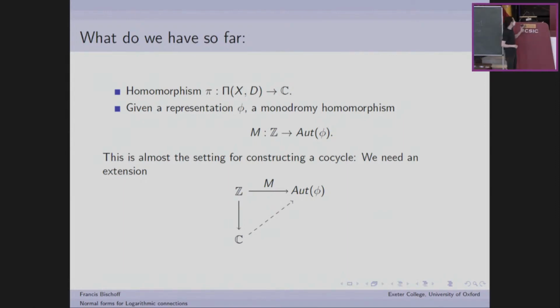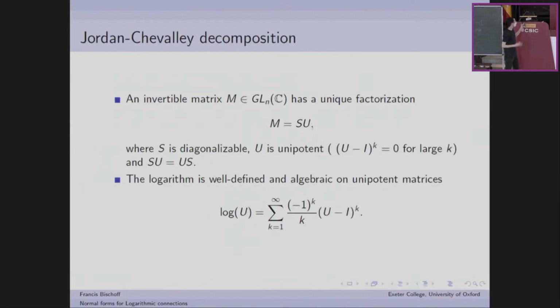And for this, I just need to recall the Jordan decomposition. The Jordan decomposition is something that exists for matrices. It says if you have an invertible matrix, it has a unique factorization M equals SU, where S is diagonalizable and U is unipotent. If you forget what this means, it just means that U minus the identity raised to a high enough power is 0, and SU and US commute.